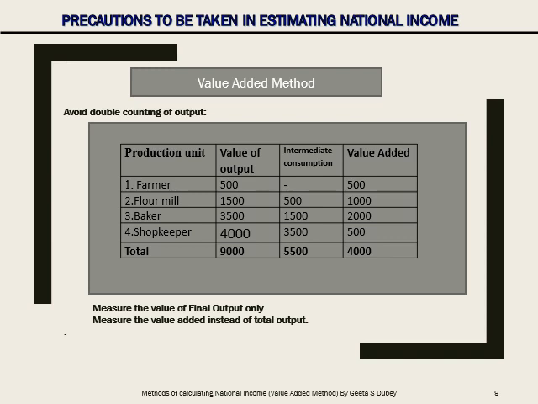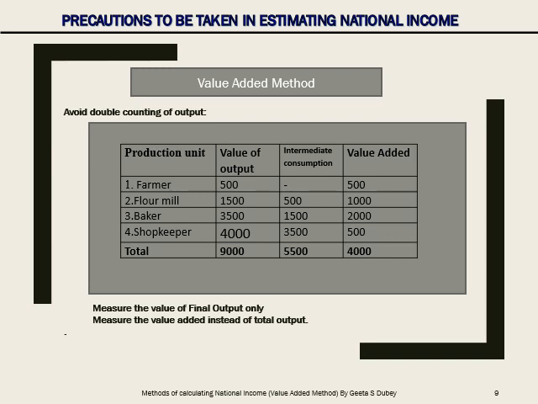To avoid this problem of double counting, we take value added instead of total output. For this, it is first necessary to identify intermediate consumption. In the example, the intermediate consumption of the flour mill owner, the baker and the shopkeeper together amounts to 5,500. When we subtract this intermediate consumption, 5,500, from 9,000, we get the value added of 4,000, and this is the value to be counted while estimating national income, because this is free of double counting.